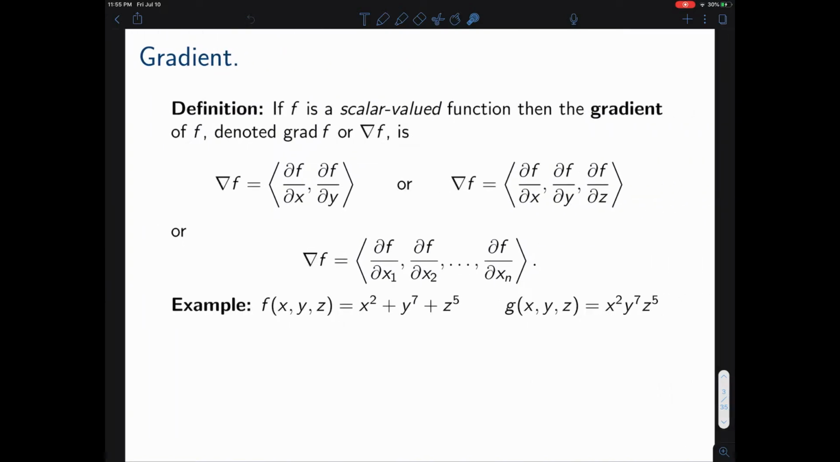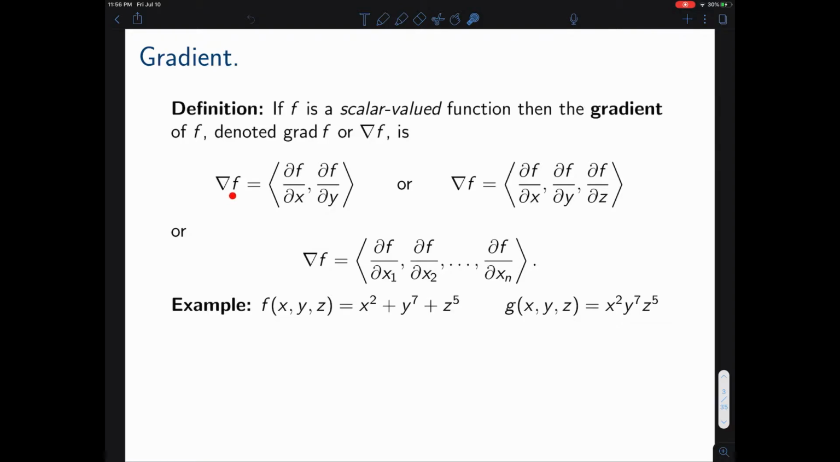If f is a scalar valued function, then the gradient of f, which is denoted grad f, or this upside down triangle, is a vector. So f is a scalar valued function, but the gradient of f is a vector. And you can see here that the entries of the vector are derivatives of f. In fact, they're all the first order partial derivatives of f, however many variables there are.